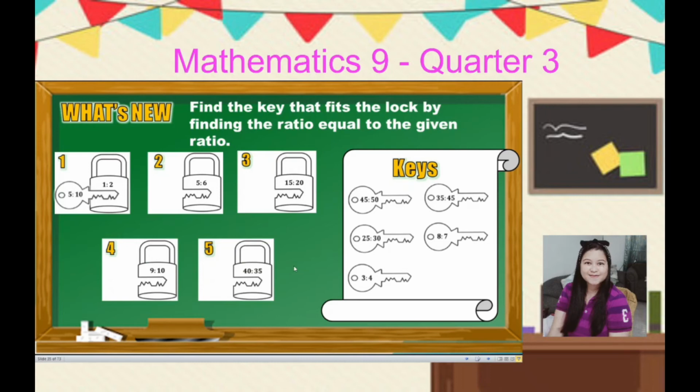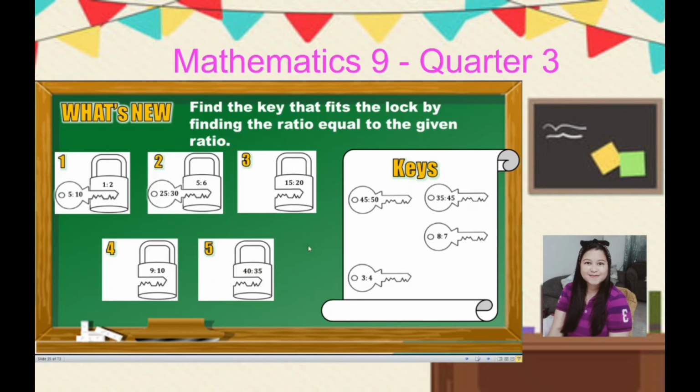How about the second one? 5:6. Kung makikita nyo, naka-simplest form din siya. 5:6. Ano kaya yung equivalent na keys natin for number 2? Ayan. That is 25:30. Kung makikita ninyo, yung 25 and 30, they are both divisible by 5. Pag sinimplify natin, that is equivalent to 5:6.